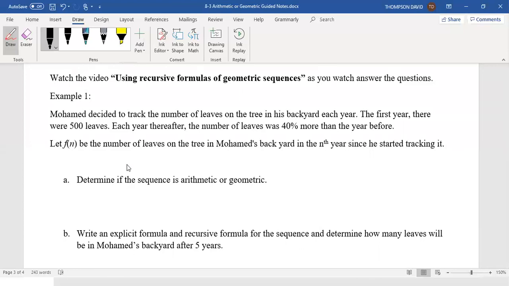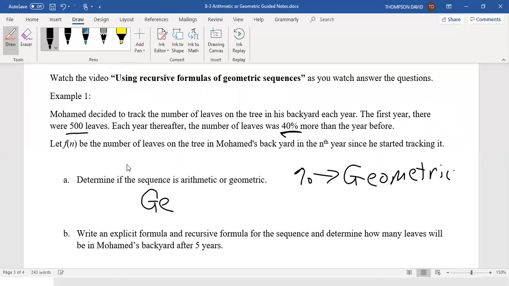Each year thereafter, the number of leaves was 40% more than the year before. Let f of n be the number of leaves on the tree in Muhammad's backyard in the nth year since he started tracking it. Determine whether the sequence is arithmetic or geometric. Whenever we see a percent, we know we're dealing with a geometric sequence because you can't add a percent. So we want to keep this in mind: percents indicate geometric. It's a geometric sequence.